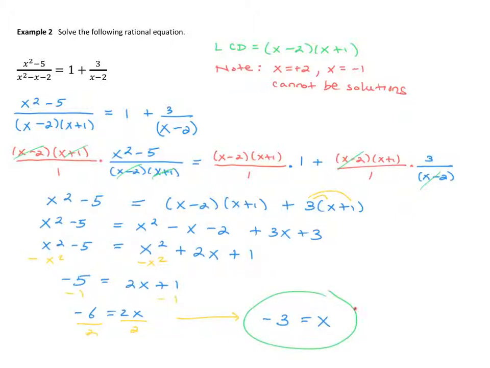All right, we could plug this into the original equation just to make sure it makes the left side equal to the right side. But really, since this number was not positive 2 or negative 1, I'm going to trust this process and say that negative 3 is my solution. If I encountered this number or this number, I would have to throw it away and say the equation had no solutions.